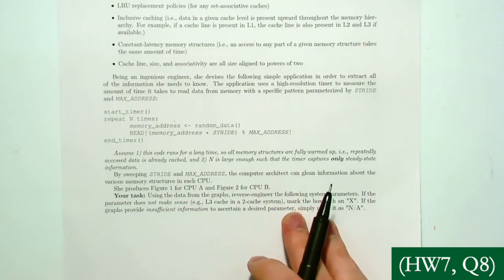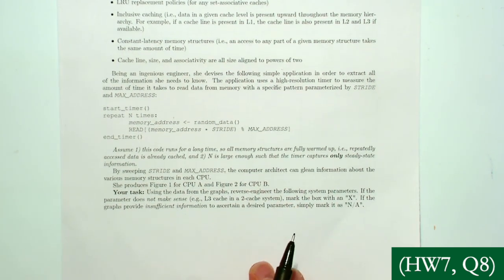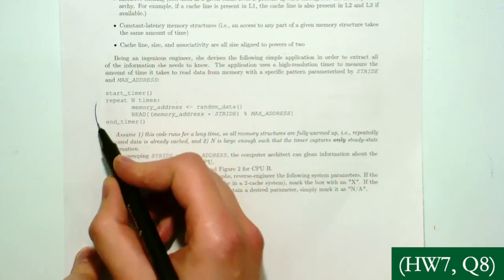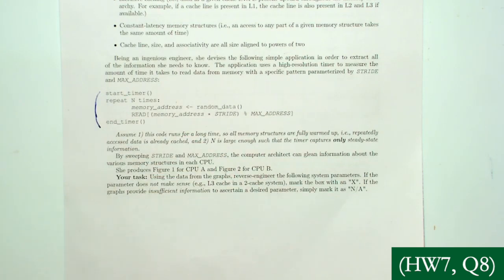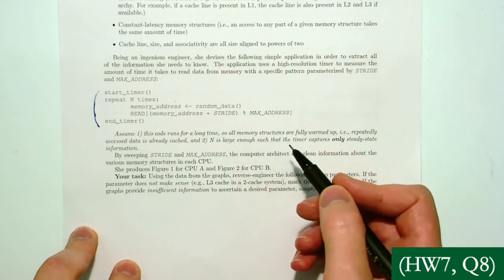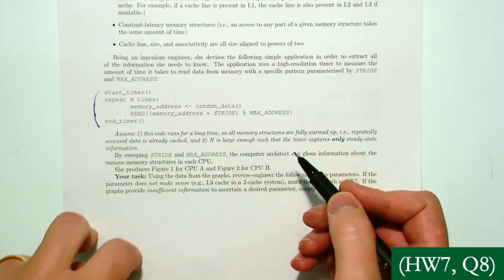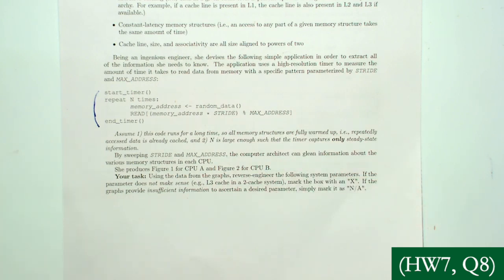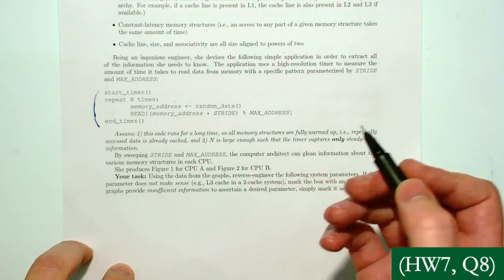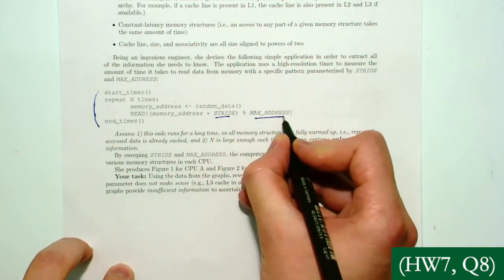And this question is basically asking us to figure out what the cache hierarchy is, based on some experimental data. So basically, this architect is running this application, shown with this code over here, to figure out those details of the microarchitecture. The program here is simple. It is basically doing random accesses over parts of the memory. And there are two inputs to this program. One of them is the stride, and one of them is the max address.